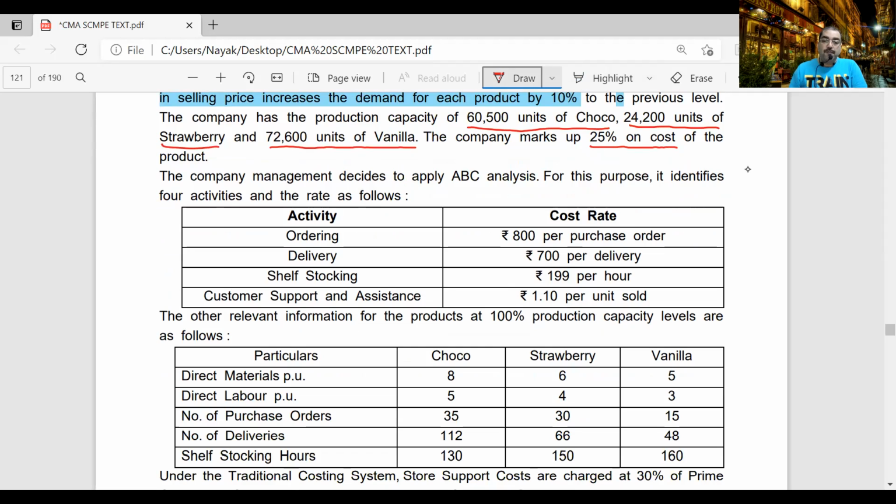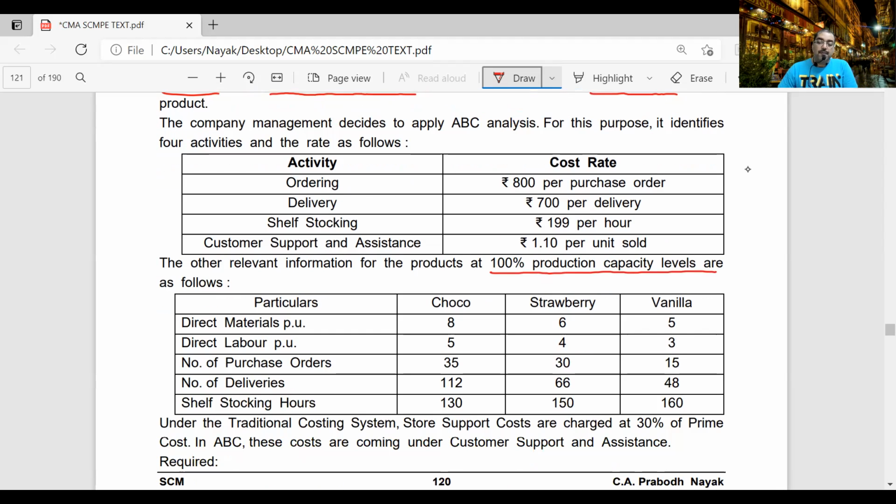Company management decides to apply the ABC analysis, and for this purpose, it identifies 4 activities: ordering, delivering, shelf stocking, and customer support and assistance. The other relevant information for the products at 100% production capacity levels are as follows. That means 100% means 60,500 units of choco, 24,200 of strawberry, and 72,600 of vanilla. For that, they have given us the details: direct material per unit cost, direct labor per unit cost, number of purchase orders, number of deliveries, shelf stocking hours.